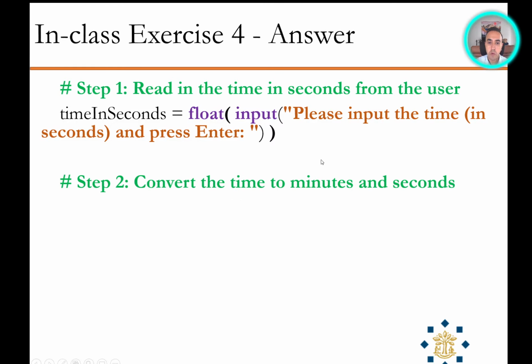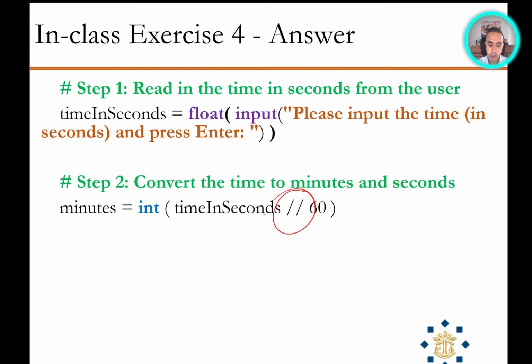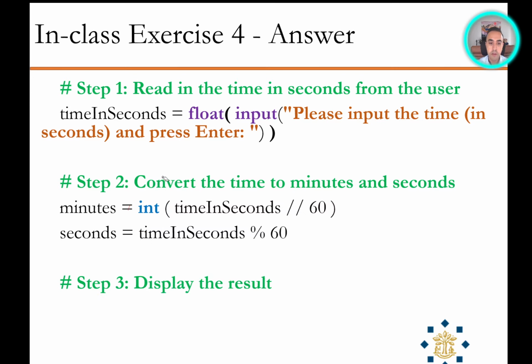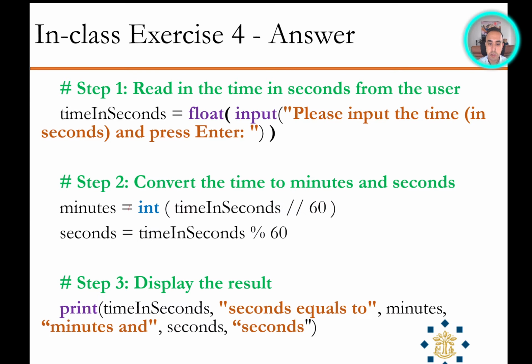And then step 2, convert the time in seconds. So I have the integer division and then the integer conversion, and then the remainder operation here, and then I display the result. So this seconds equals 3 minutes and seconds, okay?